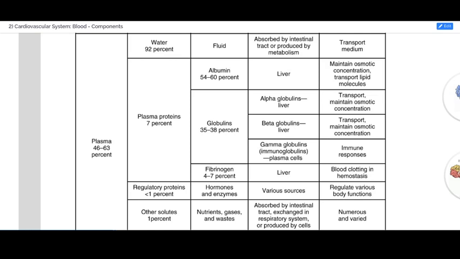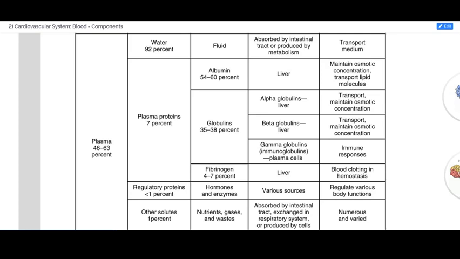Now, plasma is also usually around 55%. It does vary quite a bit from person to person, but if we think about plasma being 55% of the whole blood and water being about 90% of that, then that means that blood is about 50% water.